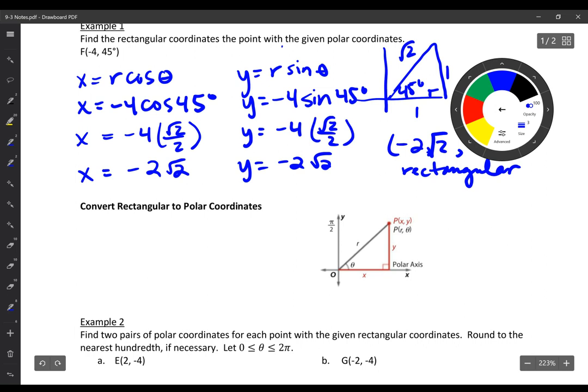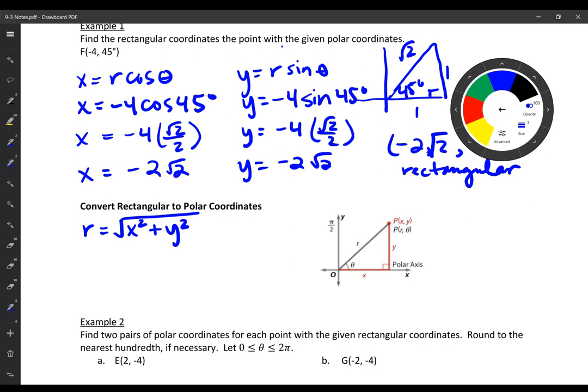Now we want to look the other way around, at converting from rectangular to polar. That means I have x and y, but I want r. If I have two sides, the two legs of a right triangle, and I want to find the hypotenuse, we always go back to the Pythagorean theorem. So x squared plus y squared equals r squared. I can use that simplified version and say r equals the square root of x squared plus y squared. So we get that right away.